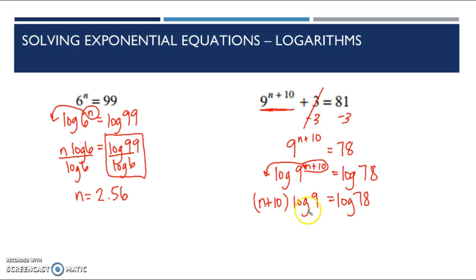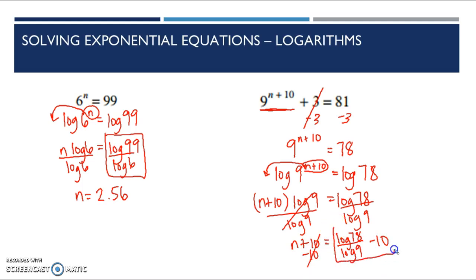Alright, I'm going to start by getting rid of the log 9. It's multiplied right now, so I'm going to divide by log of 9. So I get n plus 10 equals, and I'm not going to plug it in just yet because I don't want to round too early. So I'm just going to leave that as log of 78 divided by log of 9. And then to get n by itself, I just need to subtract 10 from both sides.